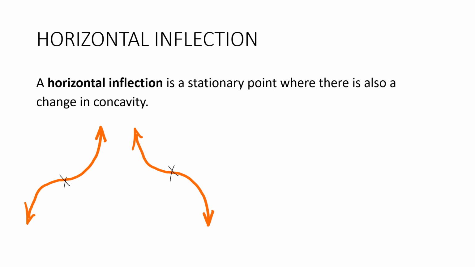And then finally we have what's called a horizontal inflection. And that's a stationary point, so the first derivative is equal to 0, where there's also a change in concavity. So we're going from concave down here to concave up, but it's stationary at this point. Here we're going from concave up to concave down. Let's have a look what's happening. Here we've got gradients that are increasing until we get to 0, and then they're decreasing. So we do have a change in concavity, but also our first derivative is 0 at this point.